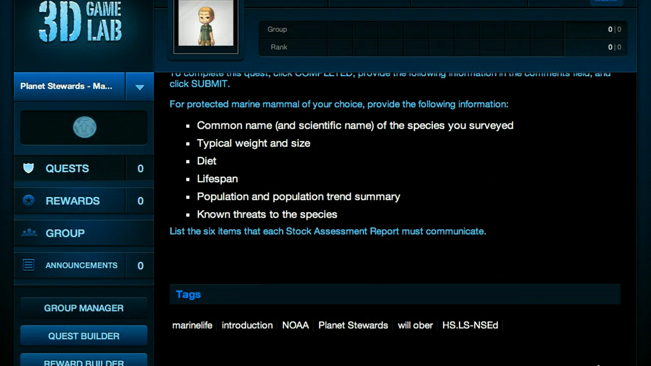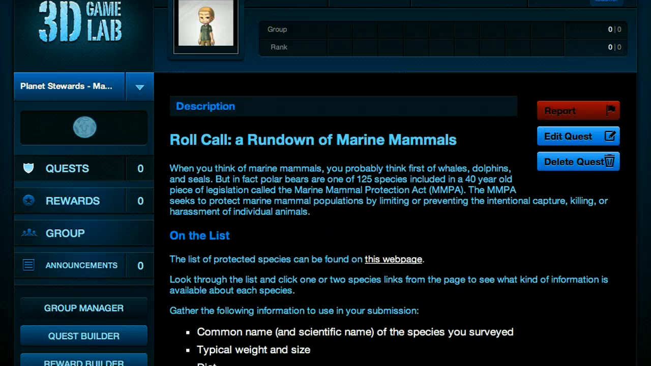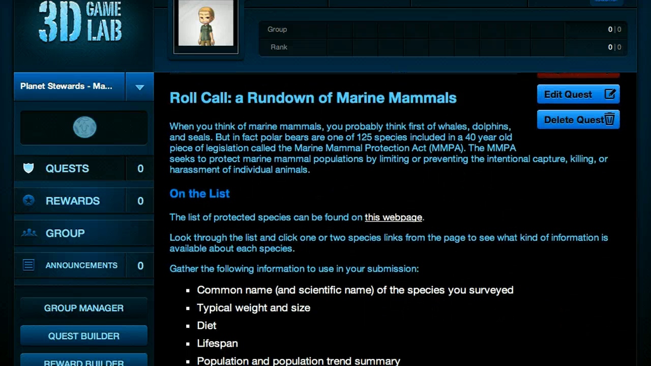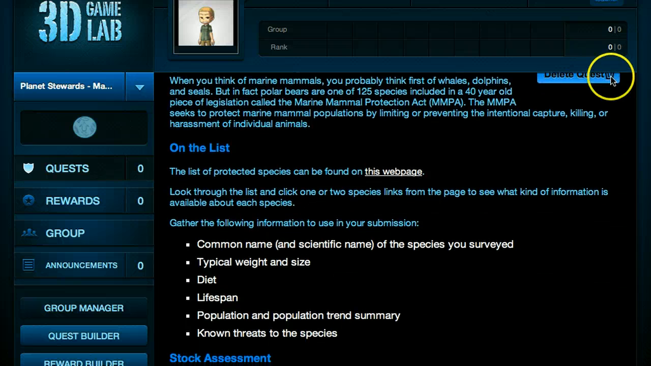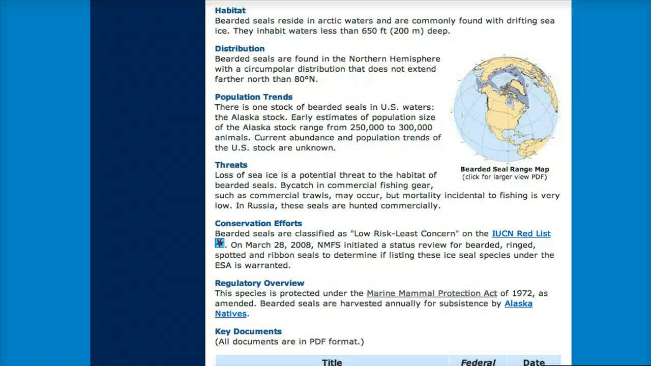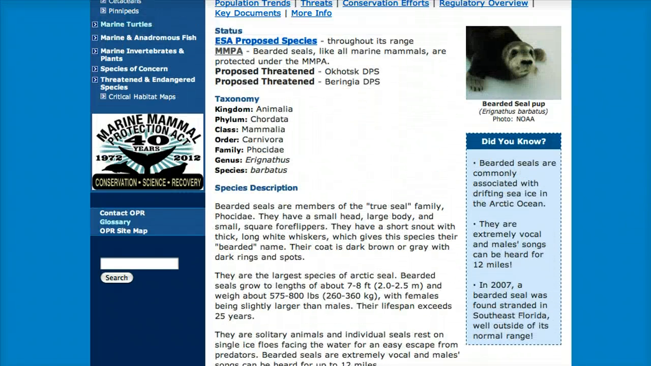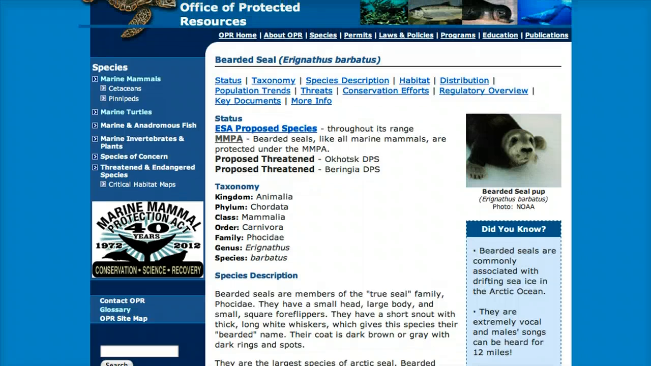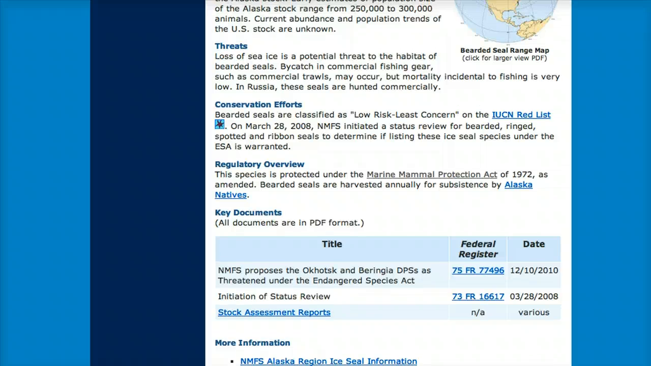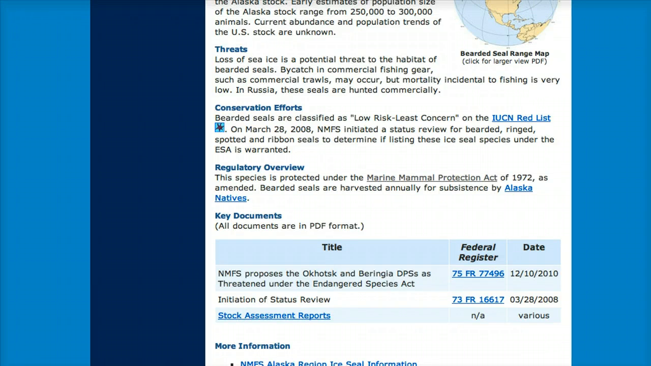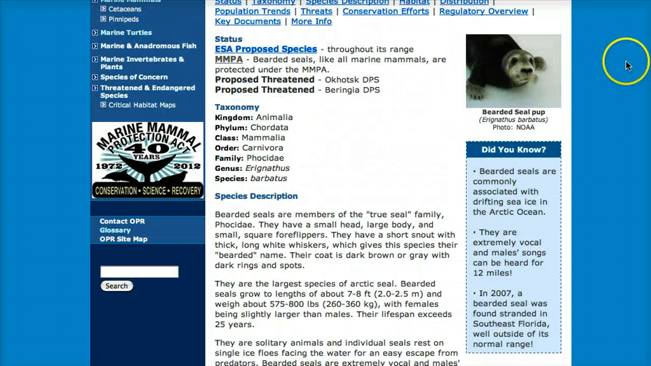This one is called Roll Call. It's a rundown of marine mammals, and it's meant to give students a familiarity with the 125 marine mammals that are currently protected by the Marine Mammal Protection Act. We take them to the Offices of Protective Resources page, and we let them look at specific animals and learn more about them.